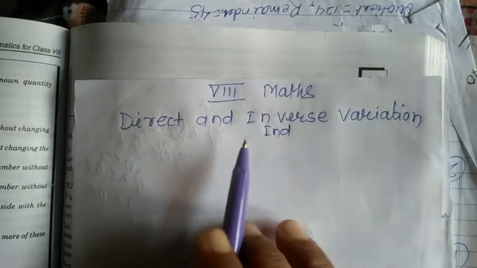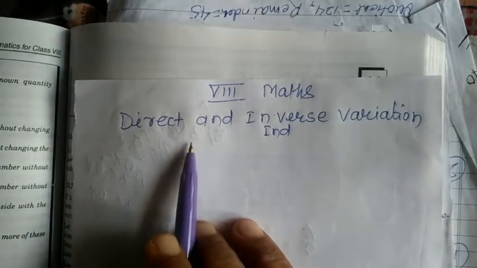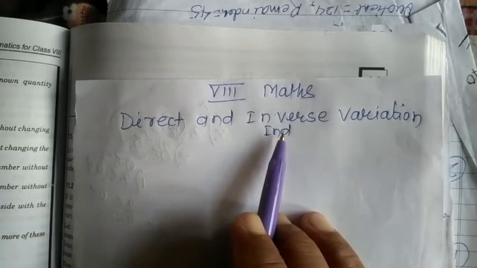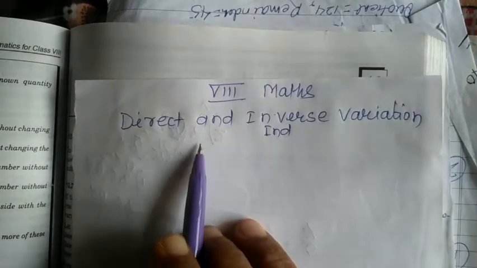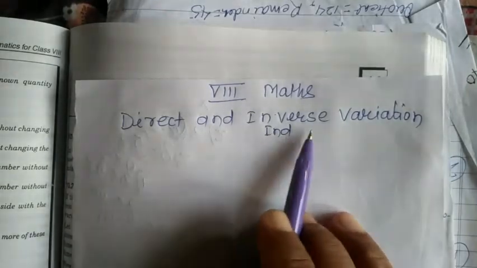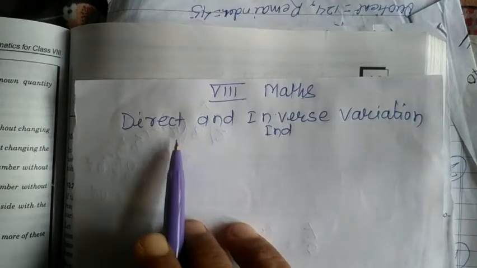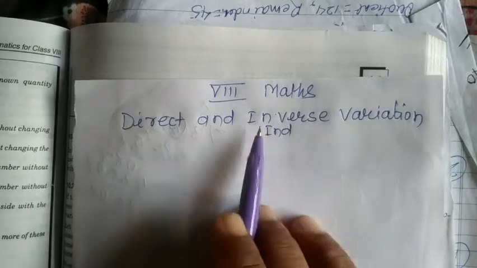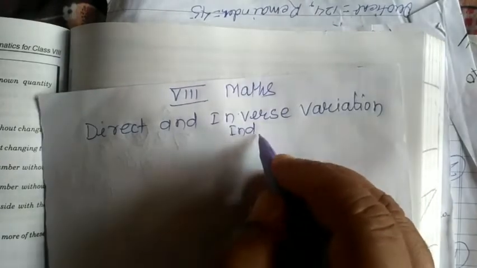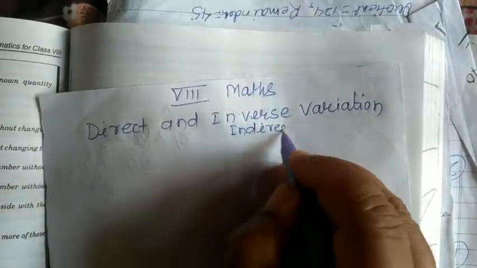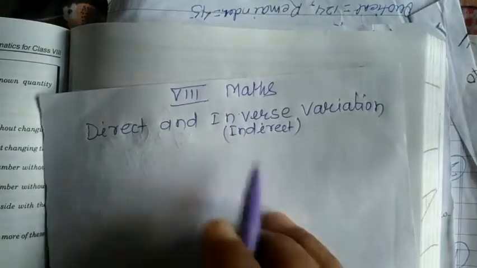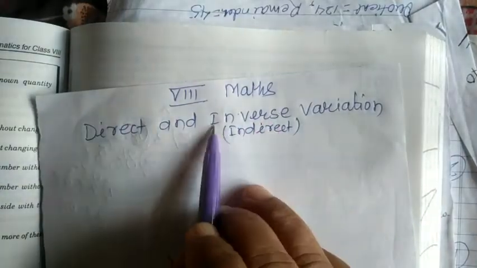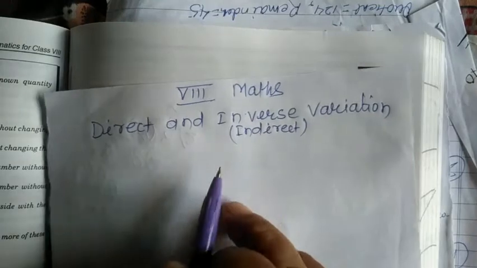A few aspirants commented asking me to give this chapter first because they are facing problems in deciding whether any question is related to direct or to indirect variation. Indirect variation also has the synonym inverse variation, correct?